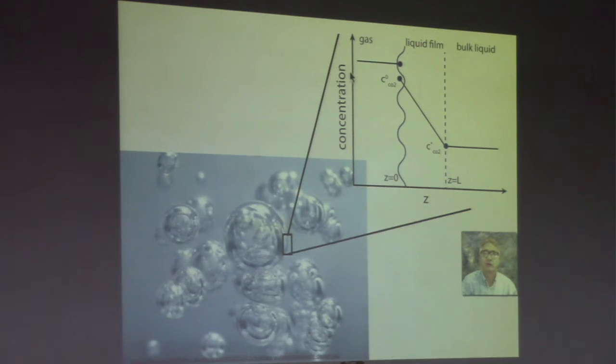Here's concentration on the y-axis, position on the x-axis, and deep inside the bubble, near the origin here, I have the concentration of CO2 in the gas phase. Deep inside the liquid, over here on this diagram, I have the concentration of CO2 in the bulk liquid. And I imagine then that there's a change in CO2 concentration from the gas phase value to the bulk liquid value, and that change occurs over a thin film interface. And I want to know the effects of this thin film interface on the design of my column.